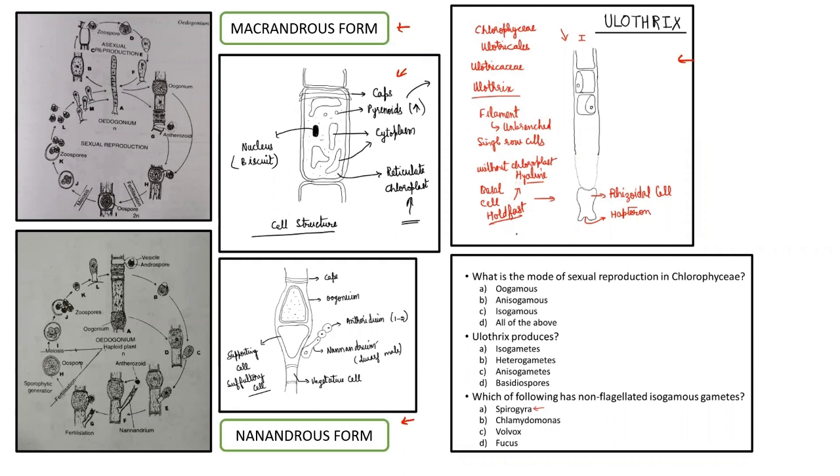Below it, I have mentioned a few questions. What is the mode of sexual reproduction in Chlorophyceae? All three methods are seen in the Chlorophyceae. If we talk about Ulothrix, what kind of gametes does it produce? It produces isogametes, so both the gametes are of equal size. The last question is, which of the following has non-flagellated isogametes? It is Spirogyra, through conjugation, where they move from one thallus to another.